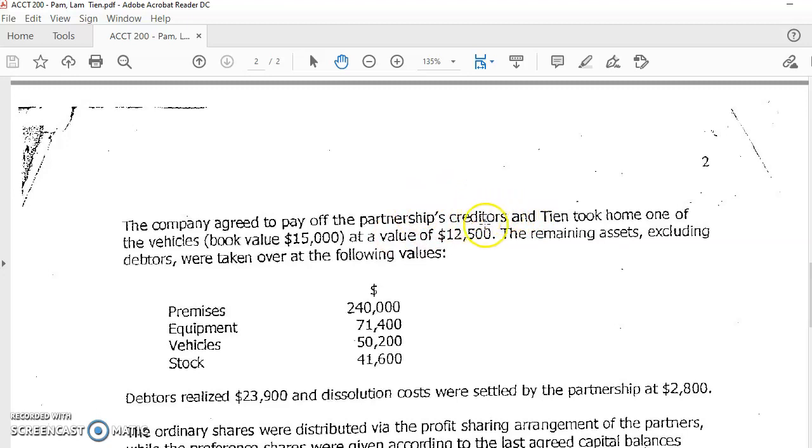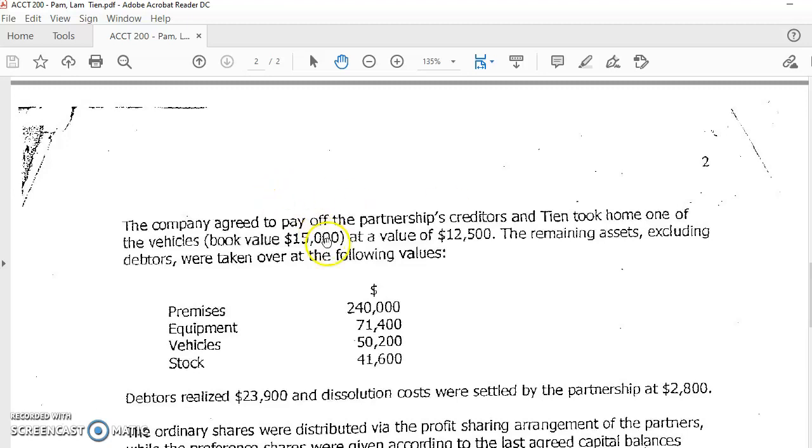So this means that the partners themselves are not paying their creditors, because we stated that when the partnership is paying its liabilities on dissolution, you debit the creditors account and you credit either cash or bank to show that you pay. However, in this case, the partners are not paying that amount. The company is going to take on that and pay off the creditors themselves.